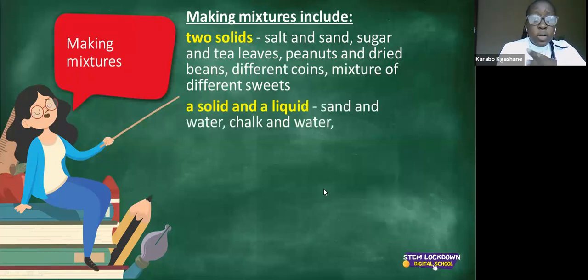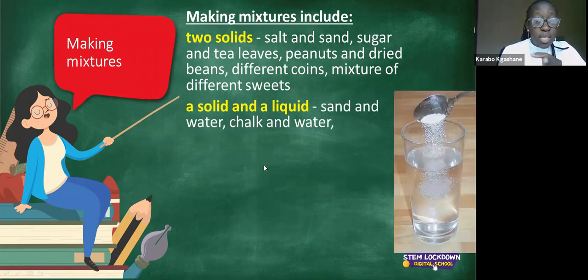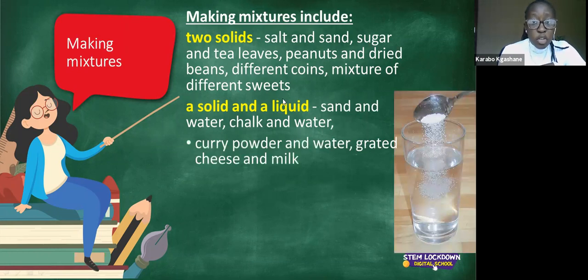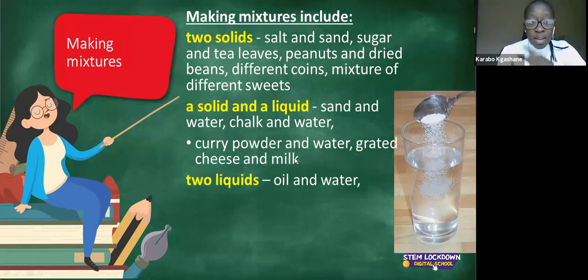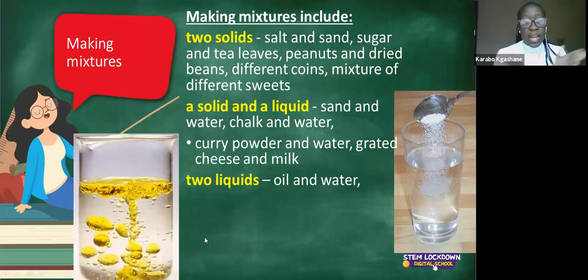We can also make a mixture by mixing a solid and a liquid. This could be sand and water or chalk and water. These are just mere examples. And obviously it could be curry powder and water, grated cheese and milk. And lastly, we can also make mixtures by mixing two liquids, which is oil and water. Now, this is just an example of how we can make mixtures.